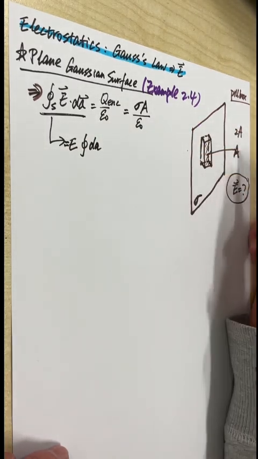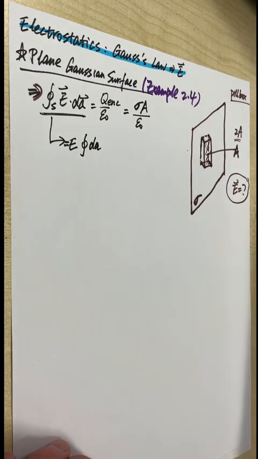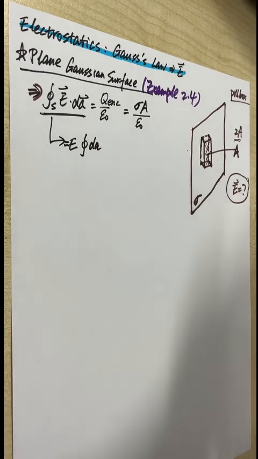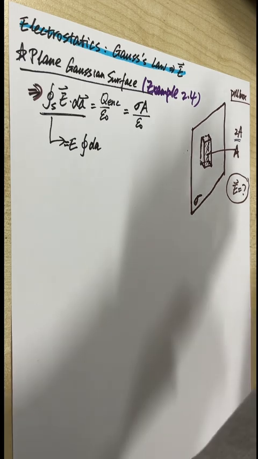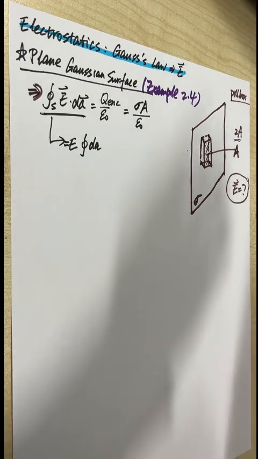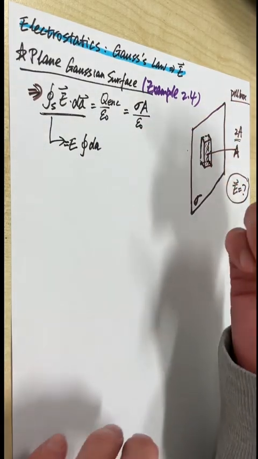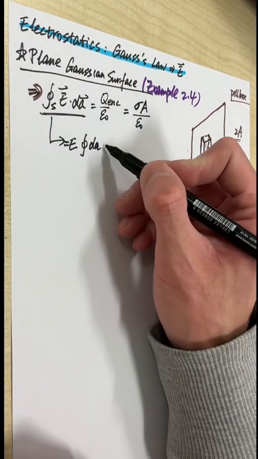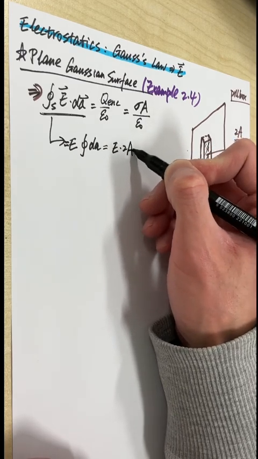And the total area is 2A, because we have one surface on the left hand side, and then the pillbox comes out a little bit outside of the left hand side and outside of the right hand side. Okay, so we have this equals E multiplied by 2A.